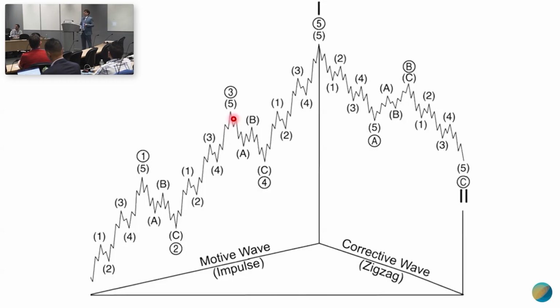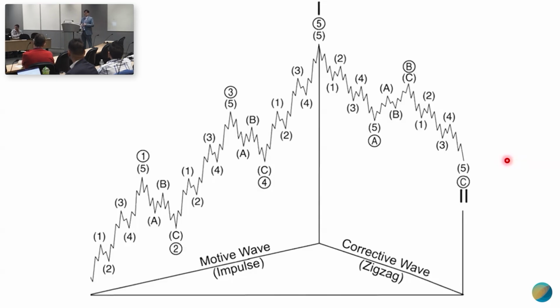Now, like I said, there are also guidelines. So one of the guidelines that I like is that wave 3 tends to be the largest wave, okay? But it's not always the largest wave. Sometimes 5 can be the largest wave. Sometimes 1 is the largest wave. That's probably the most rare formation, but that does happen. But generally speaking, most of the time, wave 3 is going to be the largest wave.